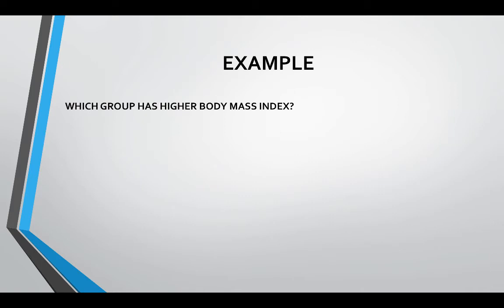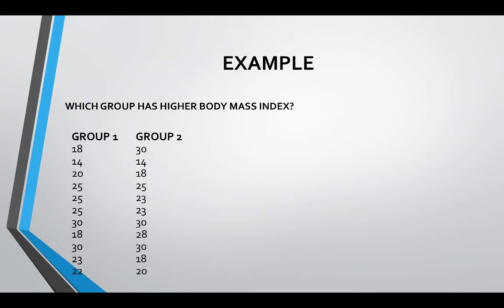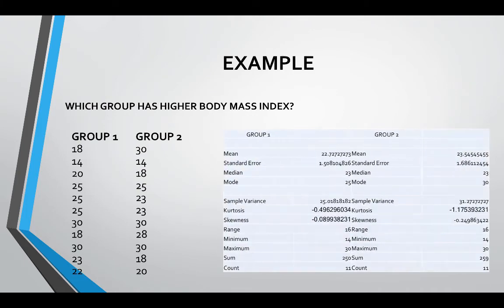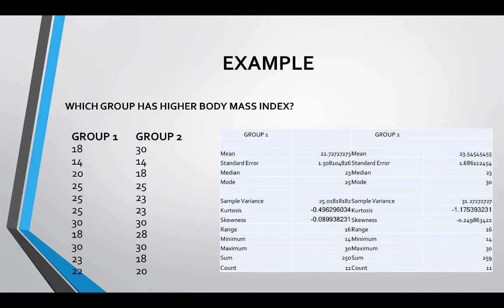So let me give you an example here. Let's say the question is, which group has a higher body mass index? So you're given group 1 and group 2, and you're given these BMI or body mass indexes. Group 1 has 11 subjects, and it doesn't seem like too much, but still, it's a lot of data to process in your brain really quickly. Group 2, similar, 11 participants, and altogether there are 22 subjects. So by looking at this data, you still can't tell which group has a higher body mass index. So this is when descriptive statistics come in handy.